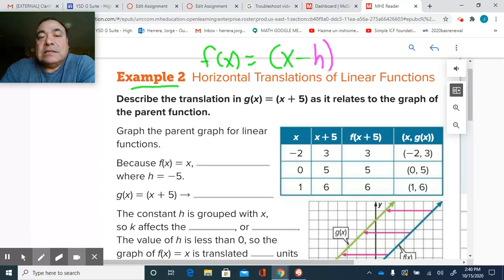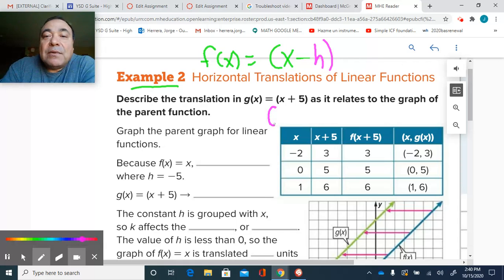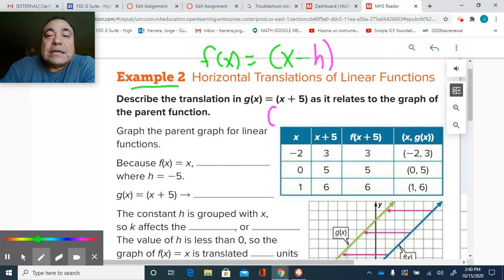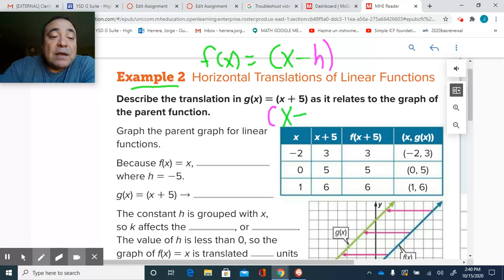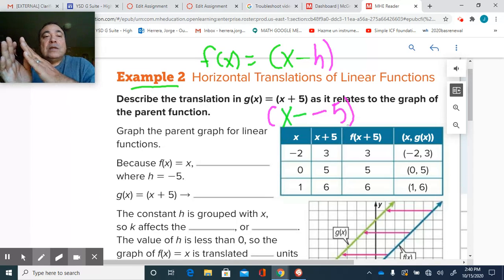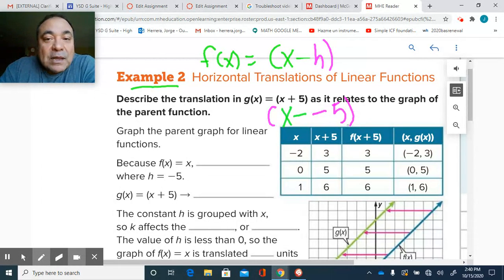So here, they say describe the translation when g of x is x plus 5. Please remember, how can we get x plus 5 if we have x minus right there, and how can I get a plus 5 right there? If and only if, guys, I go here and I have a minus 5. See that? That's the only way. So really, I'm moving the parent to the left. Okay, to the left. So g of x, I'm going to move it 5 units to the left.